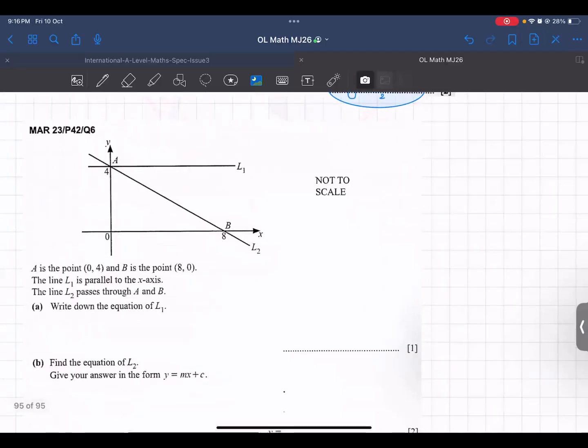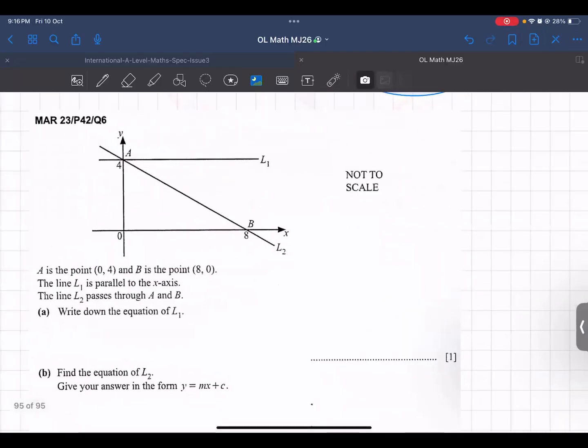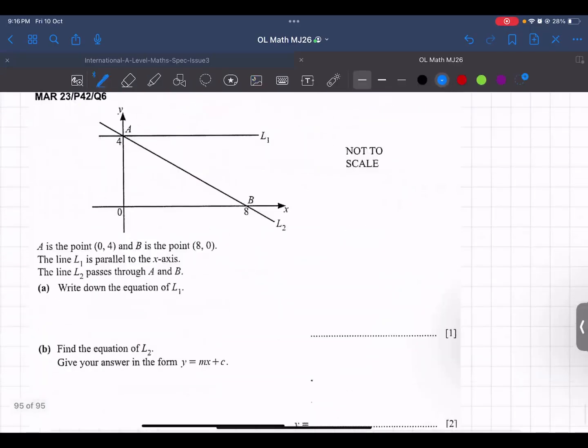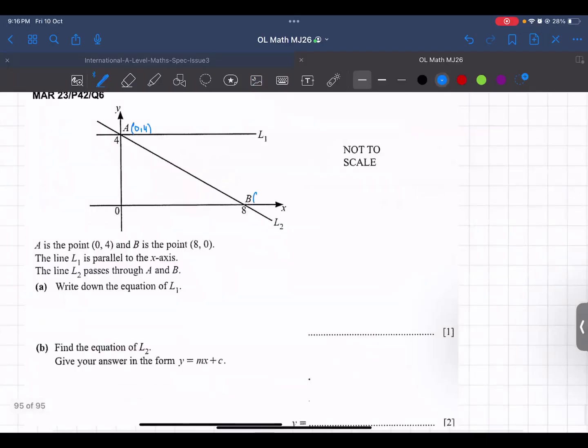So they have given you, look, the point A. A is 0, 4. Let me label it down. And B is the point 8, 0. And they're telling you line L1 is parallel to the x-axis. It is horizontal, you can see. It is parallel to the x-axis. And L2 is the line passing through A and B. We can see it as well. Write down the equation of L1.